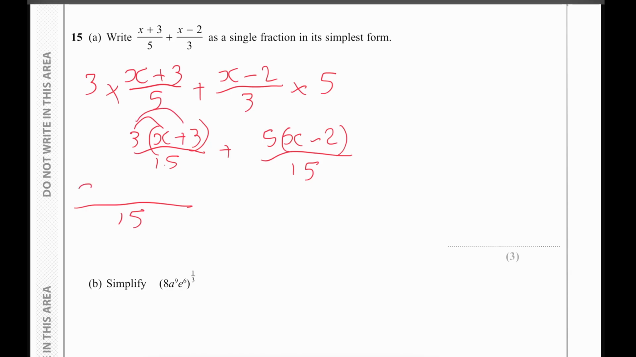Expanding this, we're going to take 3x plus 9 plus 5x minus 10. Okay. And then I just need to collect my like terms. So I'm going to have 8x minus 1 over 15. Perfect.